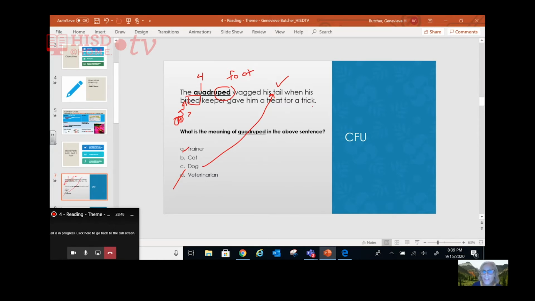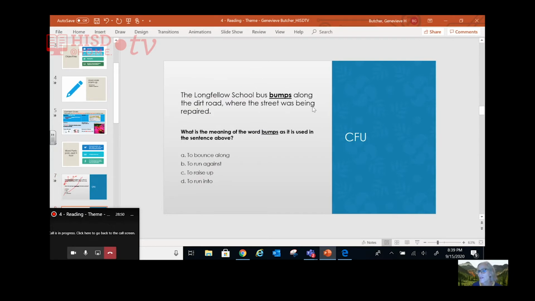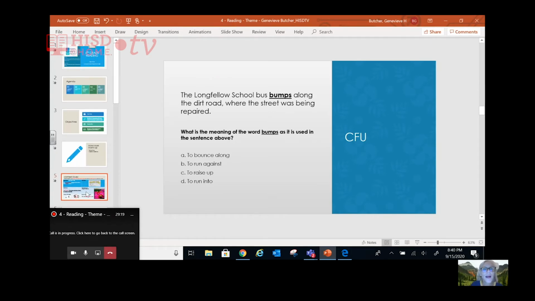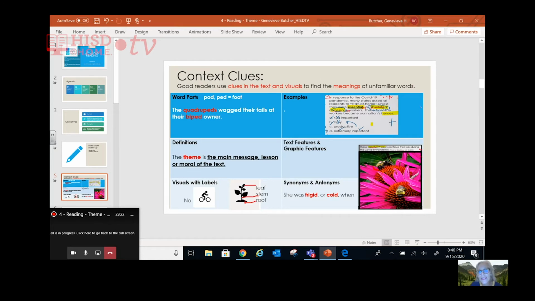Okay, I'm actually going to move on in the interest of time. Oh, I've got to do this one. It's just so good. Oh, this is to my school. Longfellow, see my shirt? Longfellow. The Longfellow school bus bumps along the dirt road where the street was being repaired. Okay, we have to determine the meaning of bumps. And we're thinking as we go back to our context, are we looking here this time for any of these other things? Word parts, examples, definitions, synonyms, antonyms?